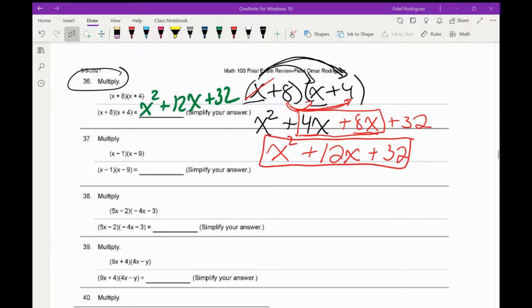Let's see. Any other questions or any questions anybody has about anything? Yeah, I understand the process. Yeah, it definitely takes a little time to remember it. So I understand completely. Yeah, I know what you mean. Any questions, anybody? Don't be shy.